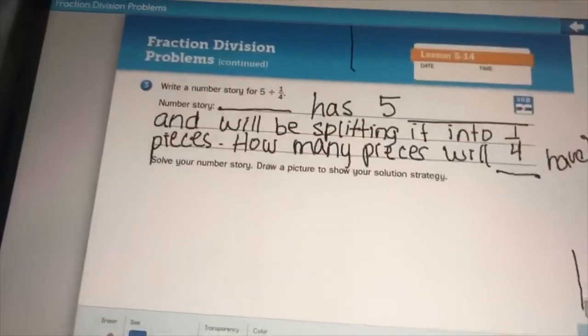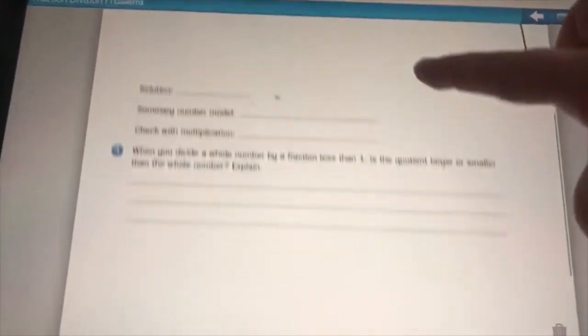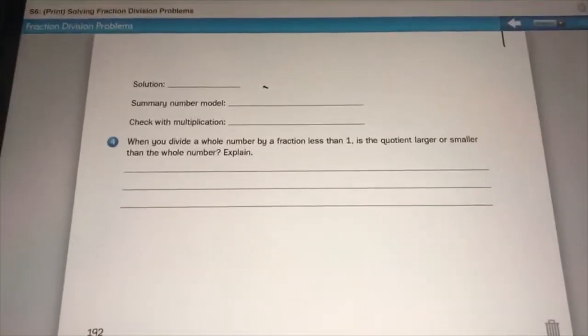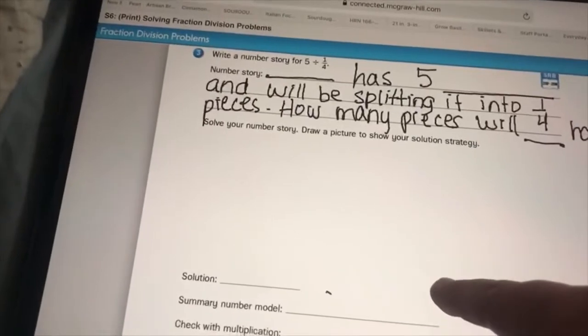Right now I'm having trouble. Here we go. You are then going to finish this page on your own. I'm sorry.